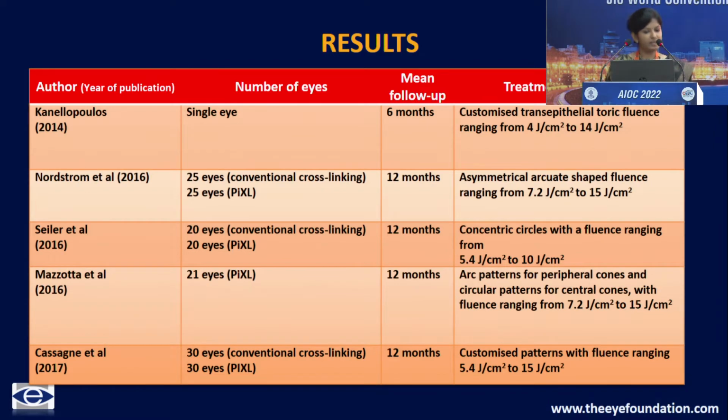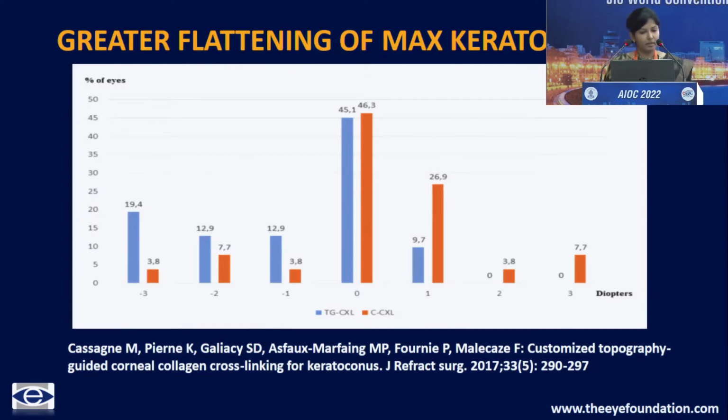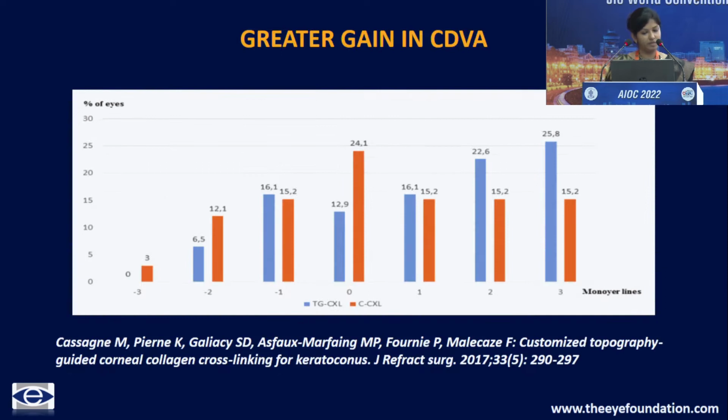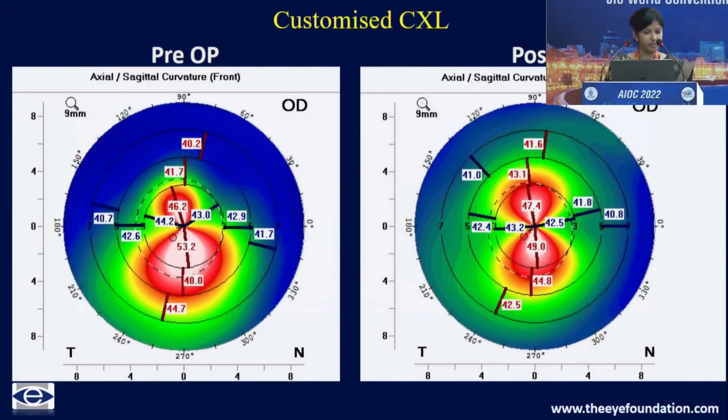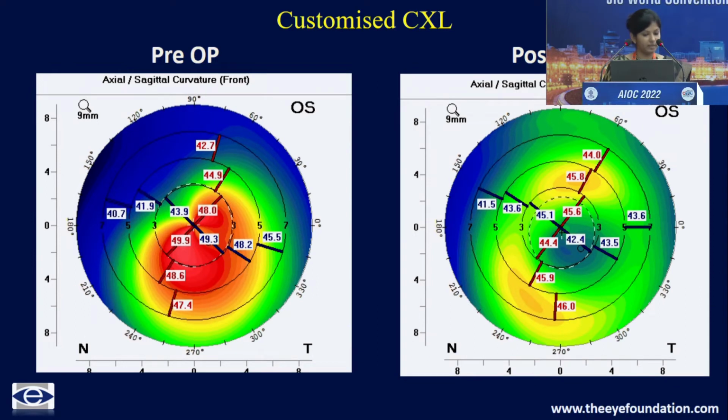There have been various results published, and they have shown good outcomes. And they show greater flattening when compared with the conventional cross-linking, as can be seen in the map, in the graph, and also a greater gain in the corrected distance visual acuity. This is just an example to show the amount of flattening that a customized cross-linking can cause when focusing on the cone, and another example where the cone has completely disappeared.